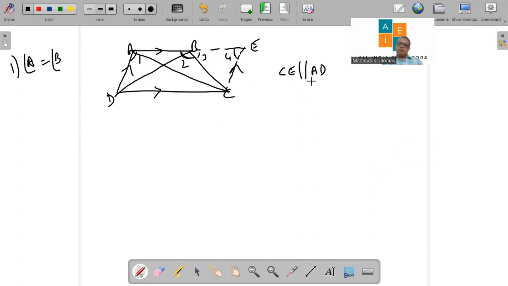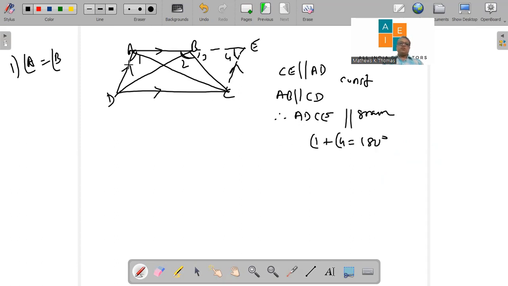As I said, by construction, CE is parallel to AD and AB was already parallel to CD because it's given that this is a trapezium. If two pairs of opposite sides are parallel, then this whole figure becomes a parallelogram. ADCE becomes a parallelogram. If it's a parallelogram, we know that co-interior angles add up to 180. So angle 1 and 4 will give you 180.